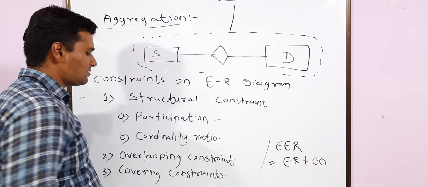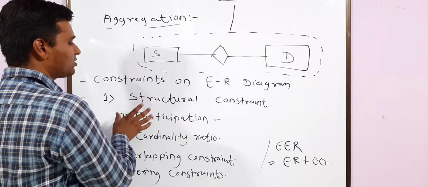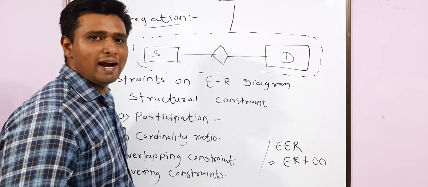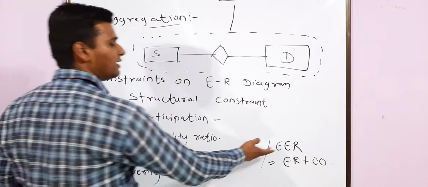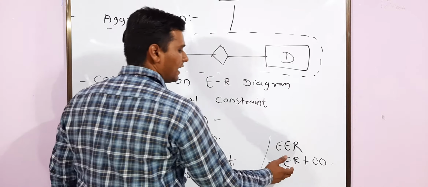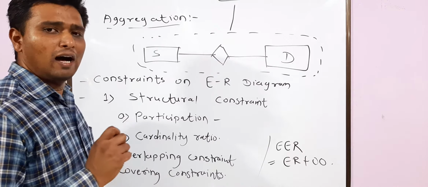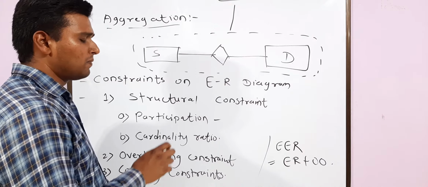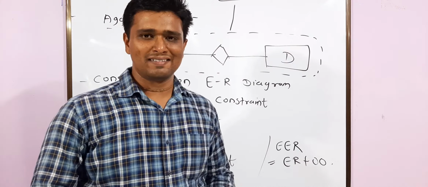And the second constraint is the overlapping constraint and the third is the covering constraint. The first constraint is applicable to ER diagram, whereas the second and third constraints are applicable to extended ER diagram. Extended ER diagram is nothing but ER diagram plus the object oriented approach of databases. Now we will understand what is participation in ER diagram.